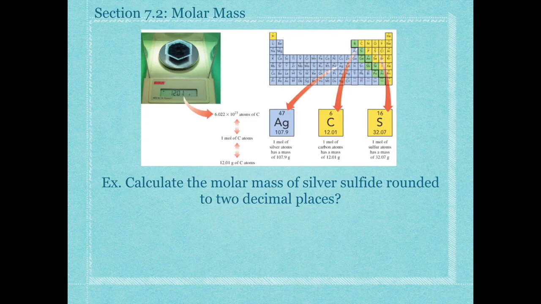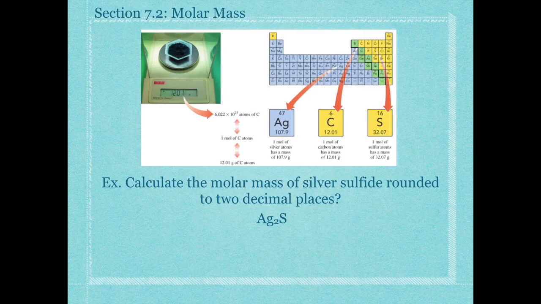So if I were to ask you to find the molar mass of silver sulfide, the first thing I need to do is write the formula. And I told you guys, you need to learn this so that you can answer these questions. Silver has a +1 charge, sulfur has a 2- charge, and so when I cross my charges, because it's an ionic compound, I'm going to get Ag2S.